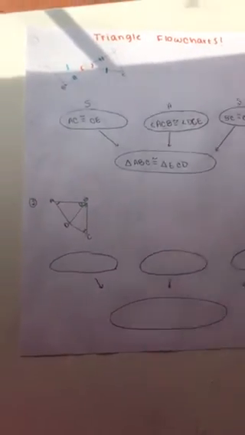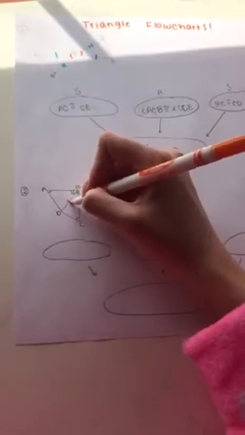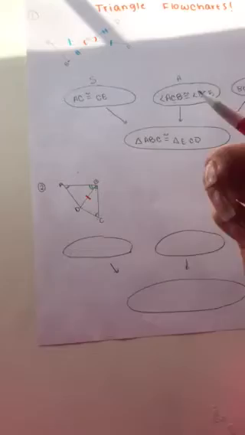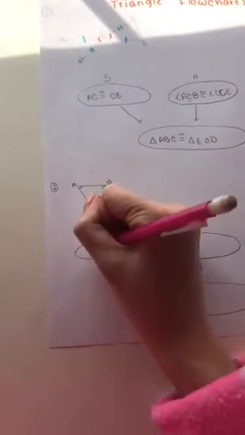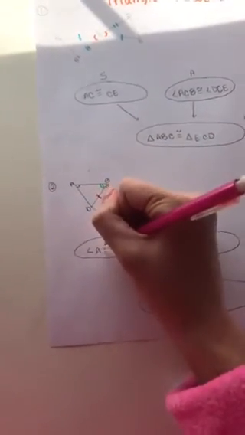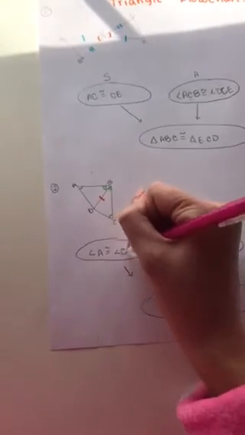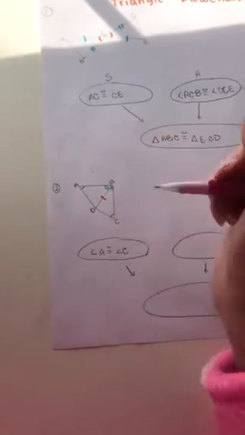So since they share that common side, we can say that that side is congruent in both of the triangles. So we're going to write angle A is congruent to angle C. So these two angles, that was given.